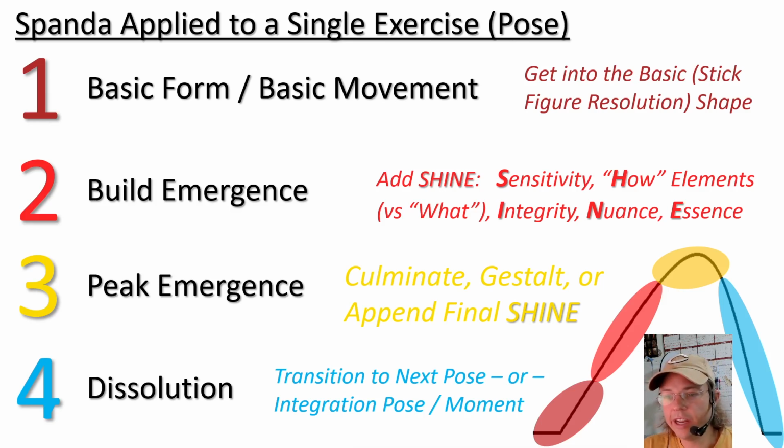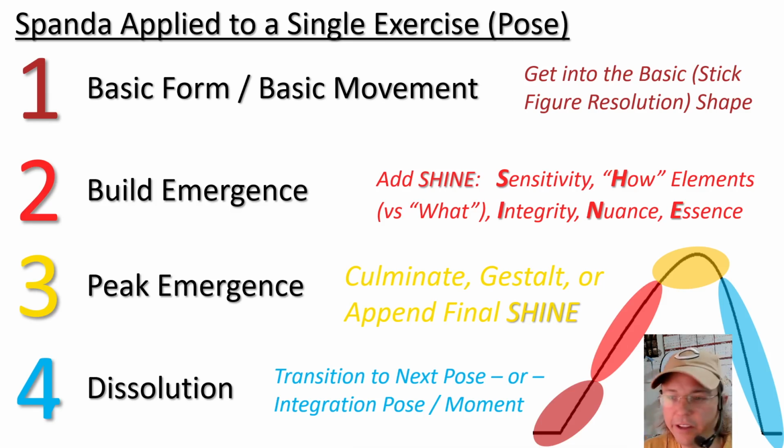The difference here is step 3 is at the end of it. And so the intention of step 3 is that this is where we bring the culmination of those elements, or the gestalt, or just simply append. Culminate meaning that there's a big something that you're building to in the pose. And so you're adding things together in step 2, and then step 3 is the big thing that all those things build to. A gestalt is a similar idea.